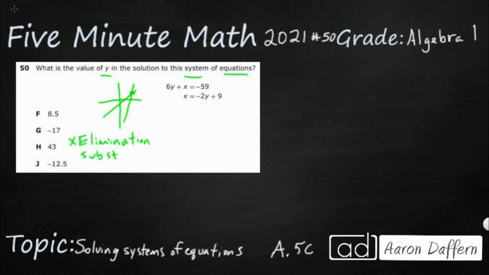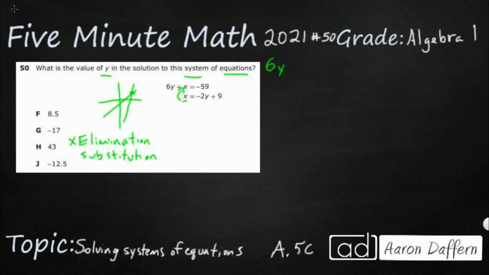We could also graph it, but substitution I think is going to be a little bit better, because look, they've already solved for x. They've literally given us x equals negative 2y plus 9. So I'm just going to substitute it in right there. Watch what happens when I do this.